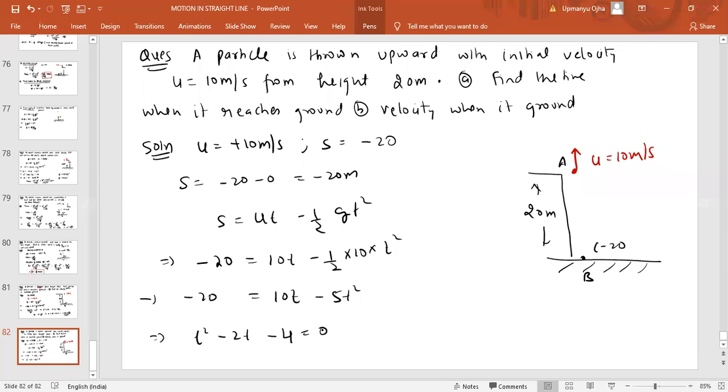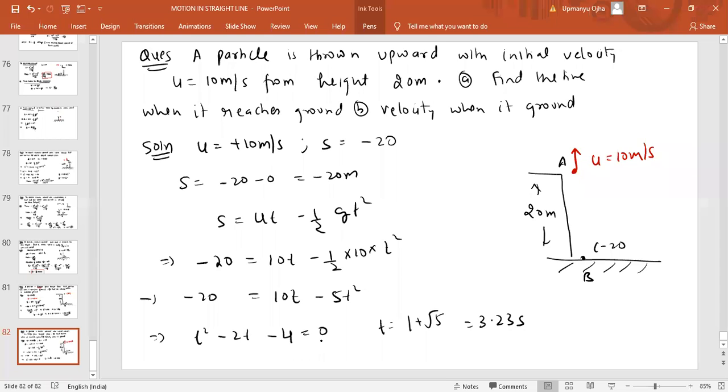So the answer will be: time is equal to 1 plus root 5 seconds. So 1 plus root 5 is approximately how much? 3.23 seconds. That is the answer. Yes, it is 1 plus root 5. It will come as an irrational number, 1 plus root 5.